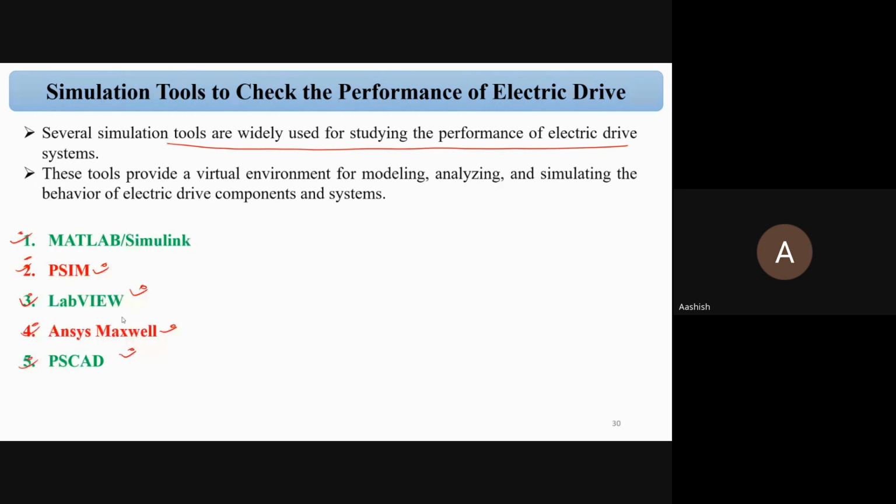When do we have to use that, sir? PSIM is for the power system. Suppose you are working on the power system and you want to design, maybe, a 50-kilometer long transmission line, correct? Then PSIM is mostly used for power system engineering.